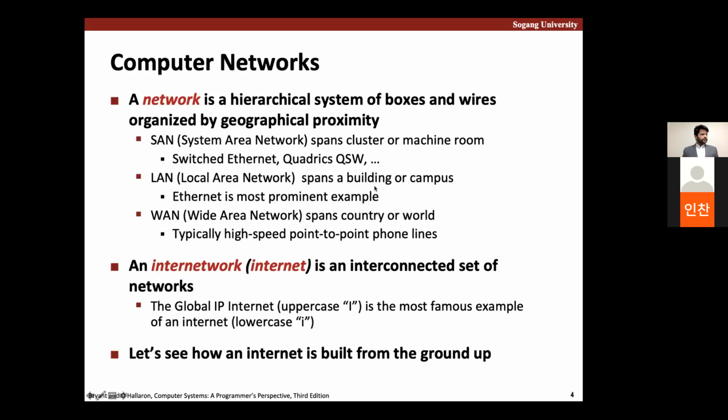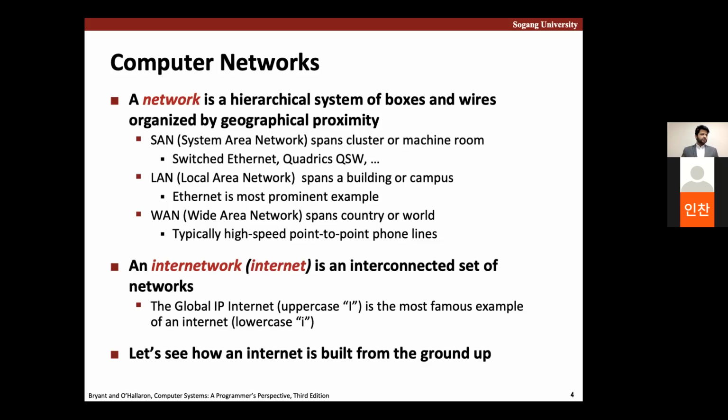So what exactly is a computer network in reality? In reality, a network is a hierarchical system which consists of a bunch of boxes and long wires. They are organized by geographical proximity. This geographical proximity is important in the sense that it gives you a boundary, or it defines how your network is laid out.